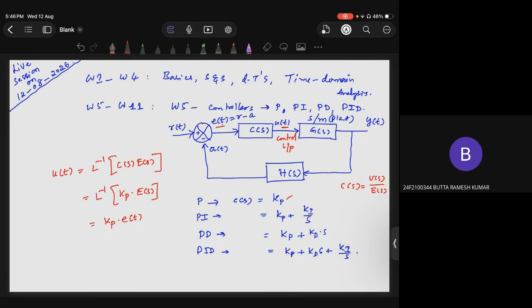In the same way, we proceed with the others also. In each case, we find the expression for y of t. That expression we will then plot.